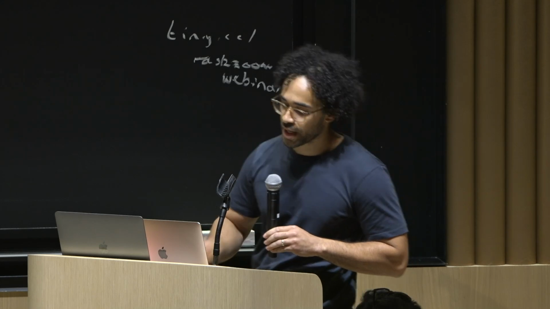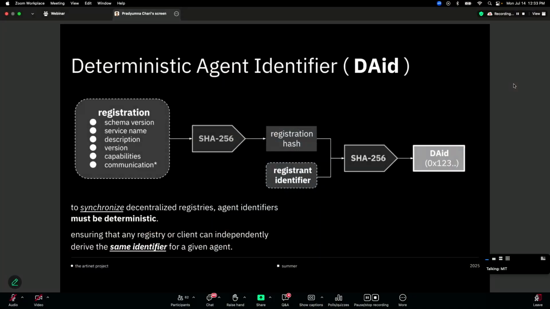So the proposal that we actually had was for a Deterministic Agent Identifier, or we're calling it DADE. Really what this is, it's taking that agent card information, the capabilities of the agent, the descriptions, hashing that together with also the author's identifier, and creating a DADE. And really the powerful thing about this is that other registries can create the same DADE. It's deterministic. It's pretty low cost and efficient for people to create these hashes.